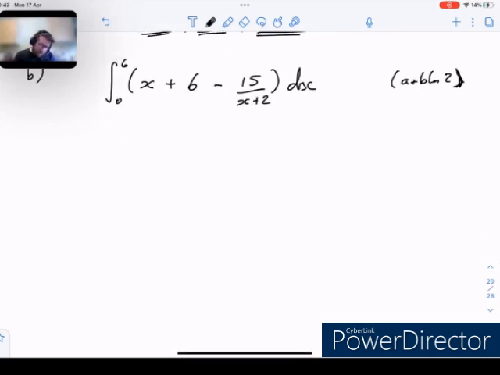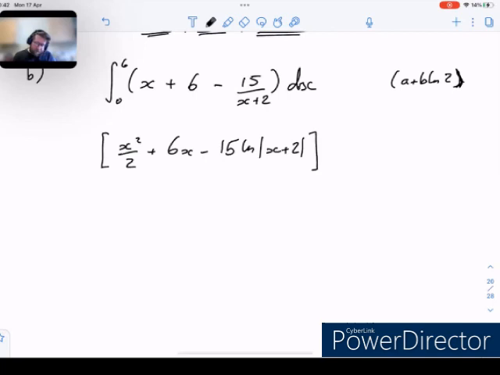And this is just straightforward standard integration. X squared over 2, 6x minus 15 log x plus 2 between 0 and 6. So if x equals 6, 6 squared over 2 is 18, plus 6 times 6. And then that's going to be log 8, isn't it? So this will be minus 15 log 8.